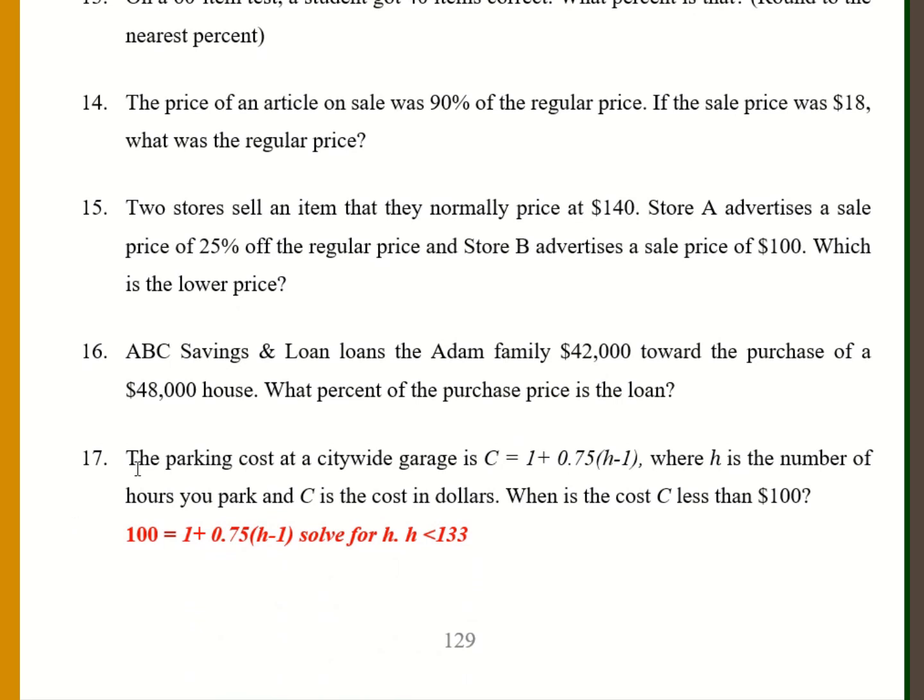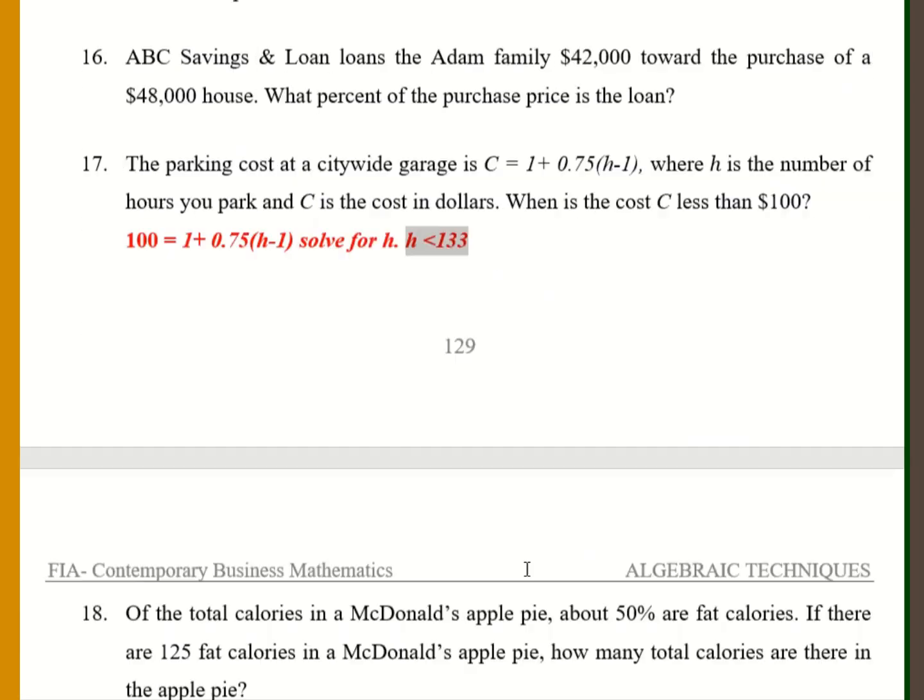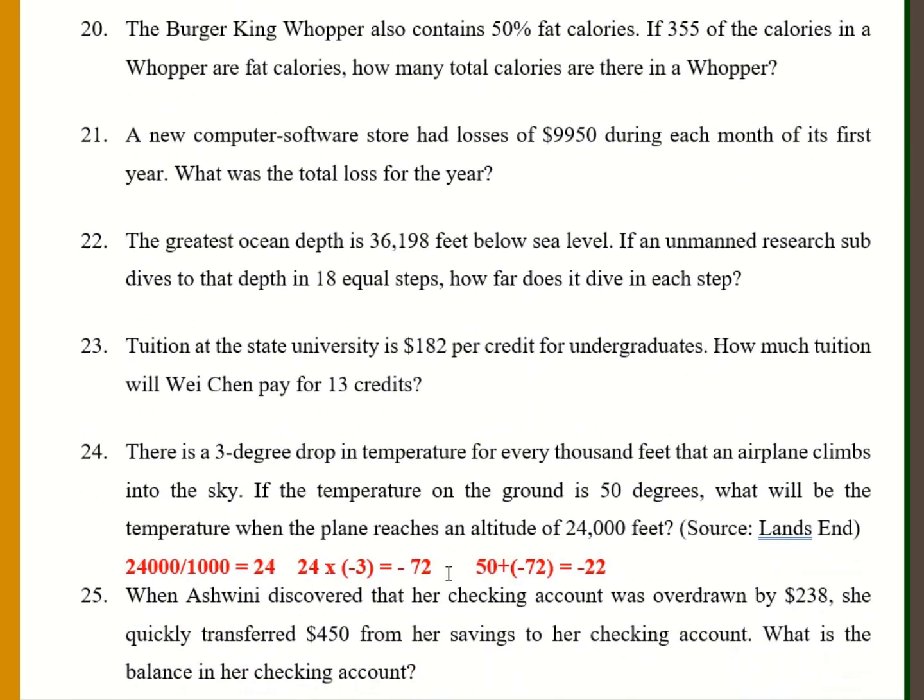I'll go through 17. The parking cost at a citywide garage is C equals 1 plus 0.75 bracket H minus 1, where H is the number of hours you park and C is the cost. When is the cost less than 100? So don't worry when it's less than like that. You just substitute the cost with 100 first. 100 equals 1 plus 0.75 bracket H minus 1. You solve for H. You will get H is equal to 133. Now they want the cost less than 100, right? So your H must also be less than 133 hours. All these are also quite direct.